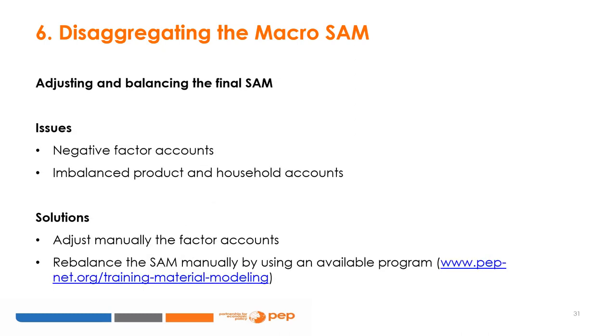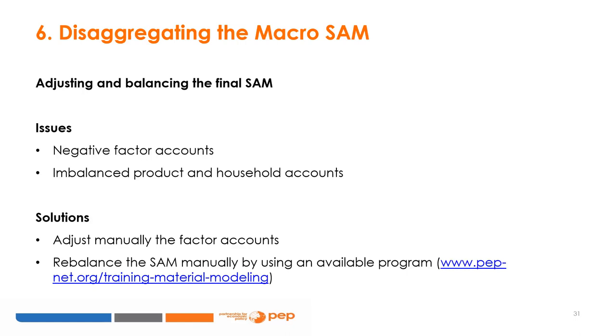Adjusting and balancing the final SAM. As a reminder, the construction of a SAM is undertaken in three major steps. The first step is the construction of a macro SAM using the SUTs and the IEAs. The second step is the disaggregation of the factor and household accounts of the macro SAM. The third step is the adjustment and balancing of the disaggregated SAM.